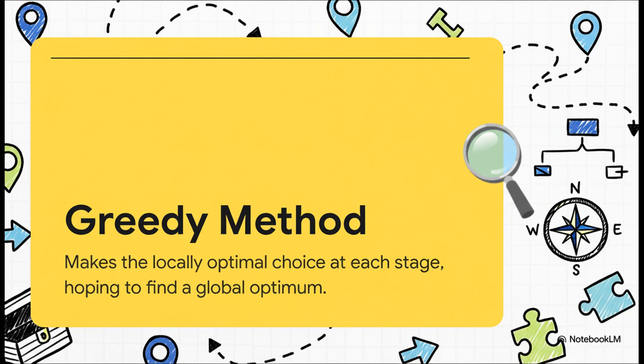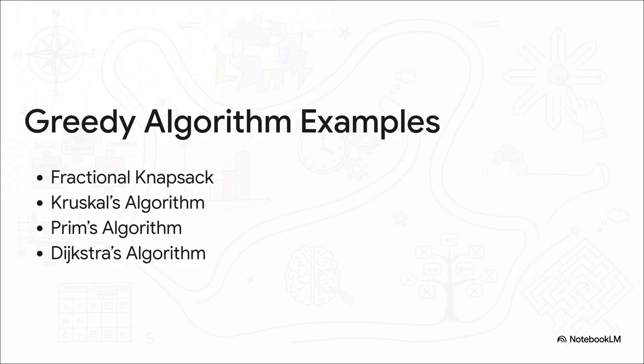At every single step, it just asks, what's my best move, and does it. Now, this live-in-the-moment strategy doesn't work for everything, but when it does work, it's often the simplest and fastest way to get the job done. It's perfect for things like finding the shortest path in a network using Dijkstra's algorithm.